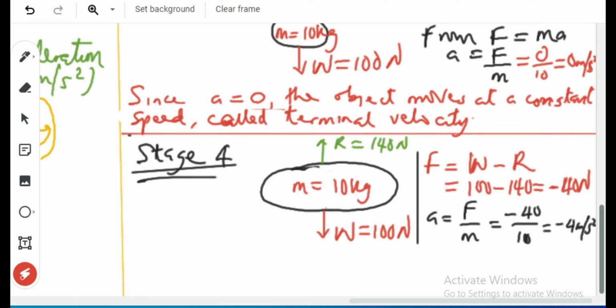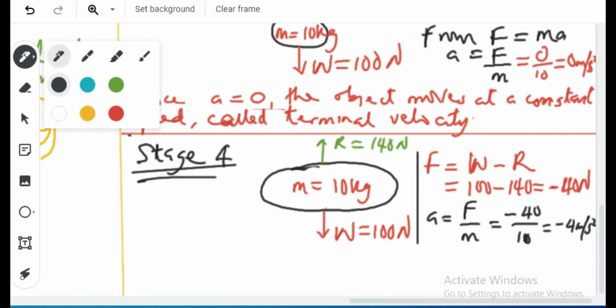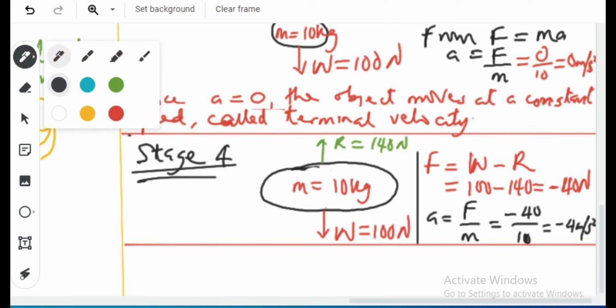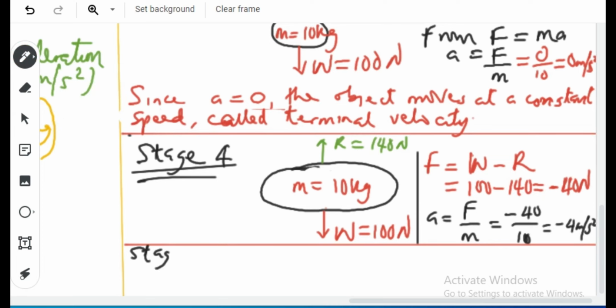Okay, if it is slowing down, watch me. What do you think will happen to air resistance? The air resistance will do what? Decrease. Why will it decrease? Speed is reducing. Okay, so let's see now the final stage, which is stage 5.